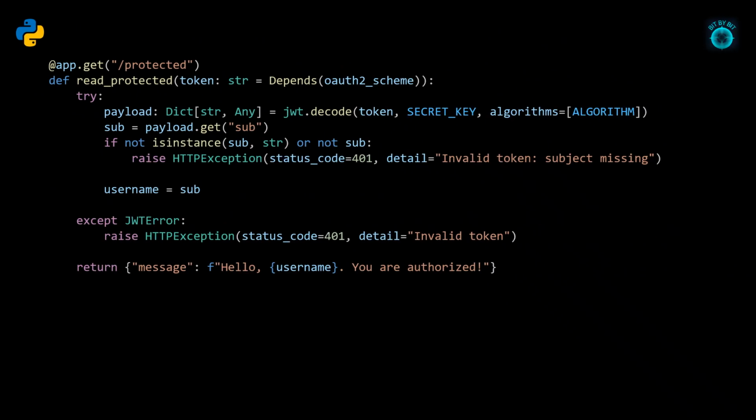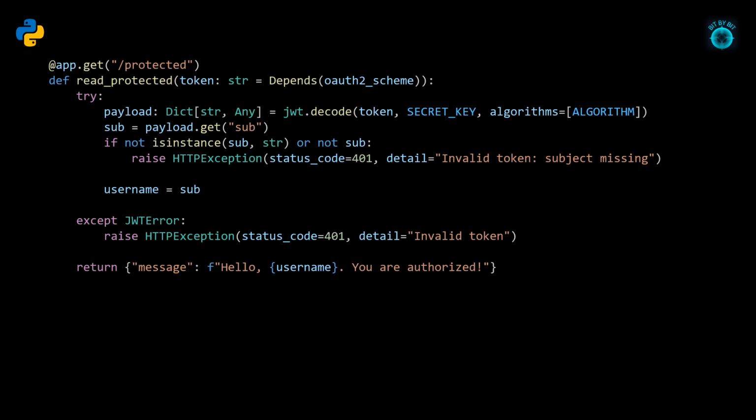This is our protected endpoint. Only requests with a valid JWT token can reach it successfully. In the function readProtected, there is a dependency called oauth2_scheme. This automatically extracts the token from the request's authorization header, where the client must send it as a bearer token.